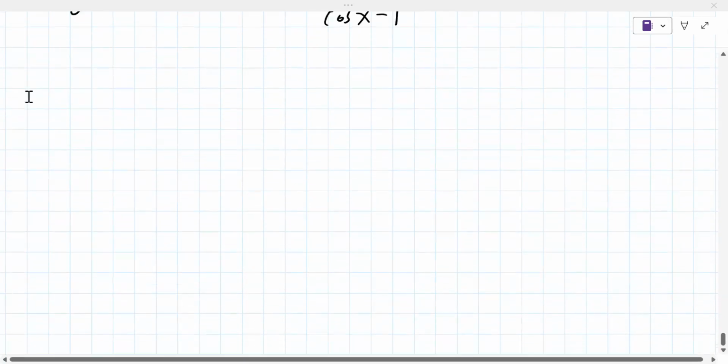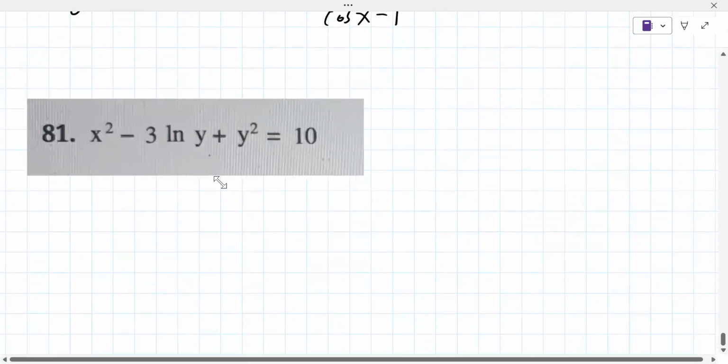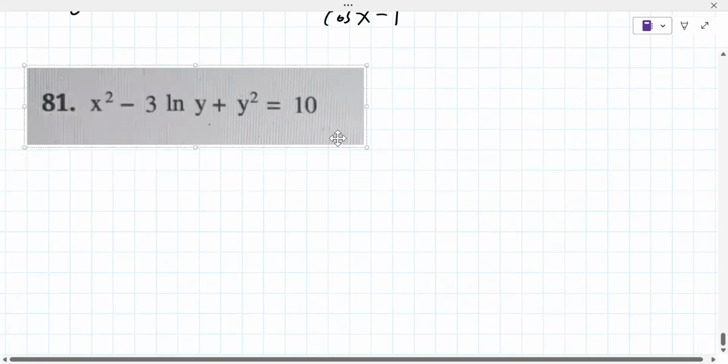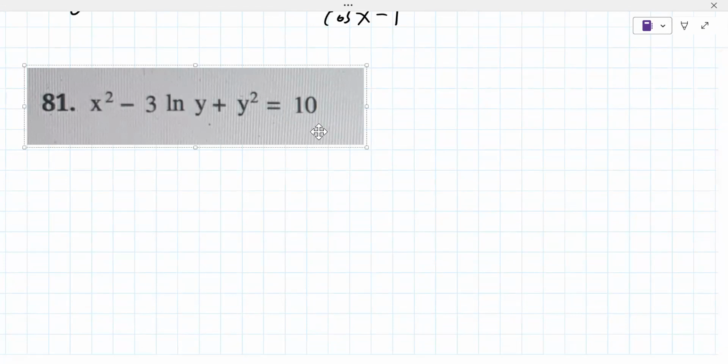So we've done implicit derivatives, but we've not done them, I guess, with ln. Maybe that's why they're coming back up in this part of the course. I have no idea why. That's what they are.